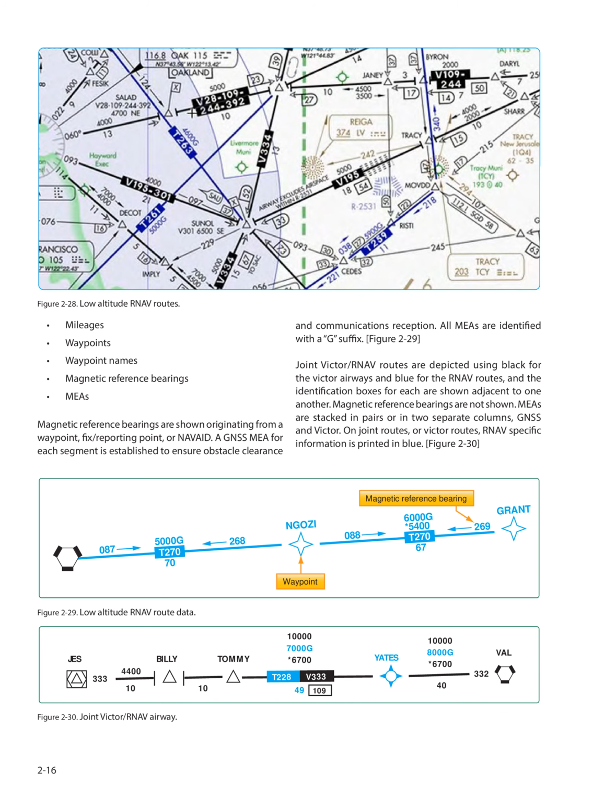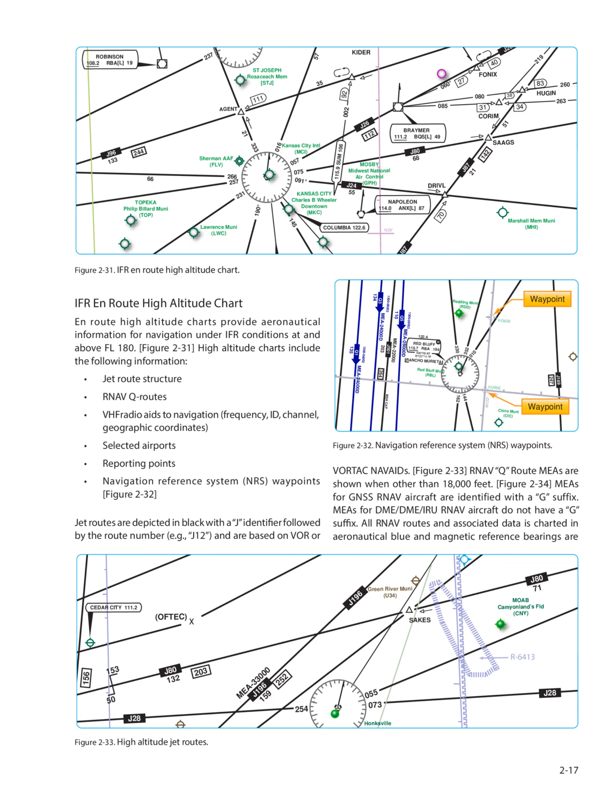Figure 230, IFR on route high altitude chart. On route high altitude charts provide aeronautical information for navigation under IFR conditions at and above FL 180. Figure 231, high altitude charts include the following information: jet route structure, RNP routes, VHF radio aids to navigation, frequency, ID, channel, geographic coordinates, selected airports, reporting points, navigation reference system, NRS, waypoints.